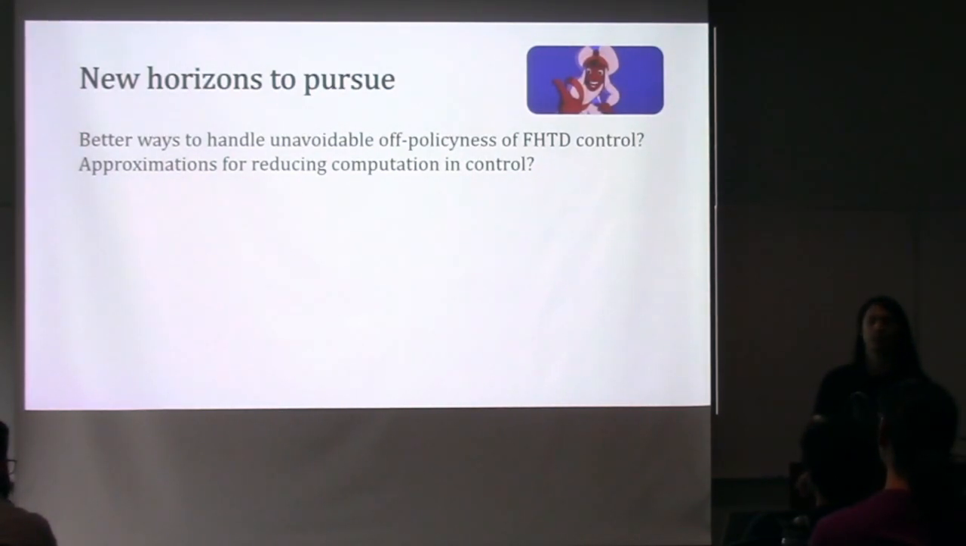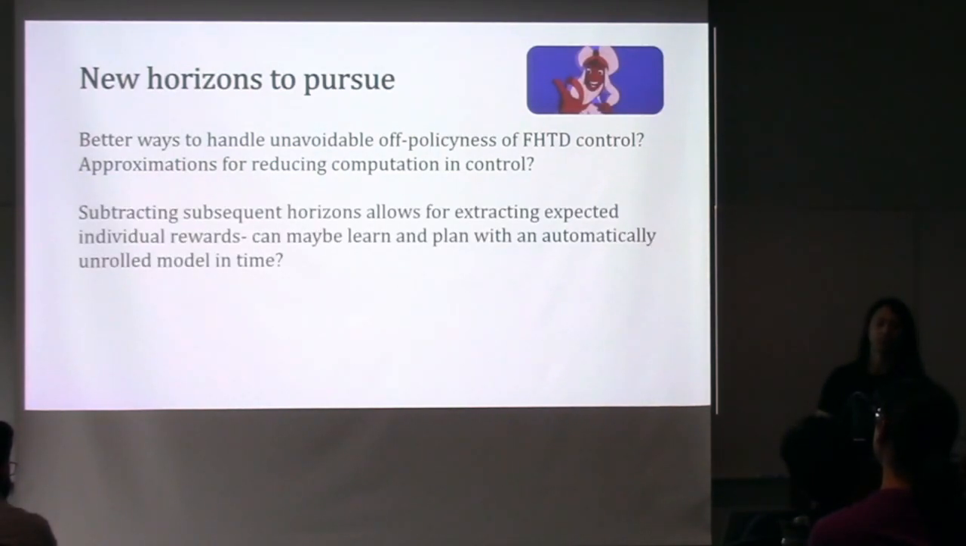For example, if you had two-step actions or two-step options, that would already halve the number of horizons you have to learn. And because you can subtract subsequent horizons to extract expected individual rewards, maybe you can learn and plan with some automatically unrolled model in time. Because learning a finite horizon return is kind of like automatically iterating a model, but instead of iterating a one-step model 10 steps, it's adding a reward at every step of that process. So it might be a bit more stable than iterating a model blindly.